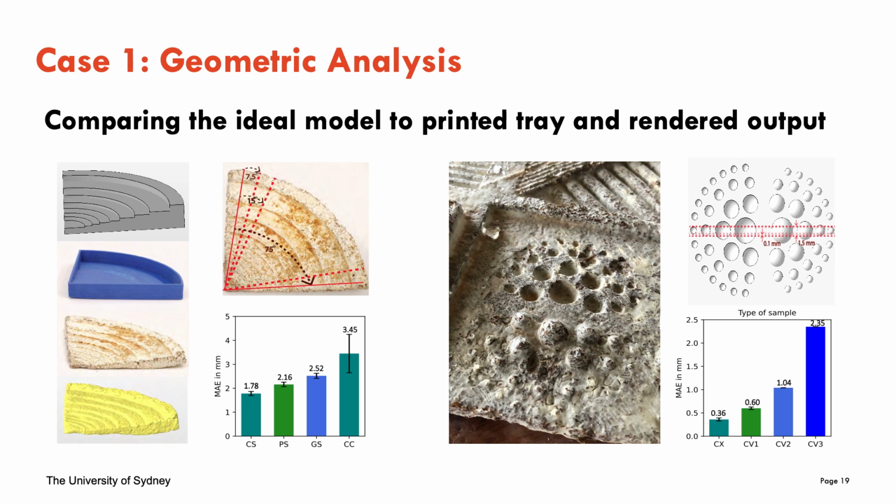So to summarise the outcome of our geometric analysis, our mix shrank to 92% of the original dimensions after drying. On the circular tray shown on the left of this slide, the coffee included object, which is the one we can see, showed the lowest mean average error from the ideal at 1.78 millimeters. The plain inclusion-free model was next at 2.16 millimeters, and then the glycerin treated after that.